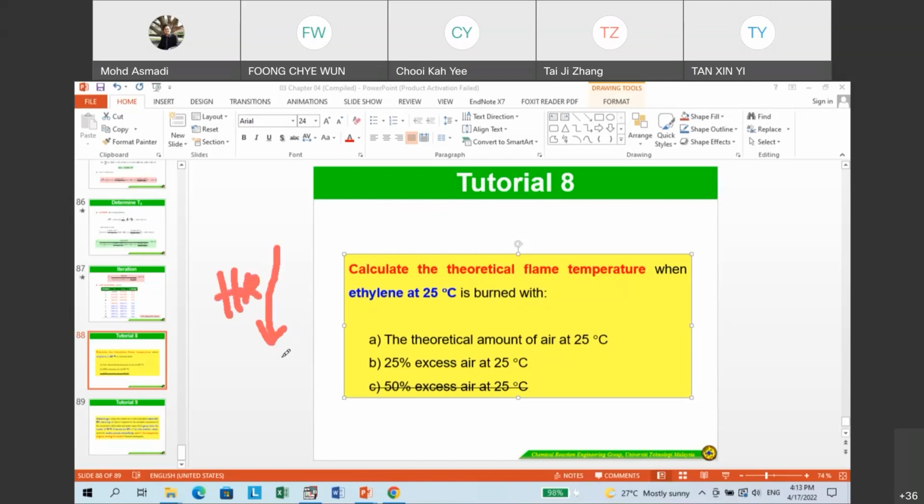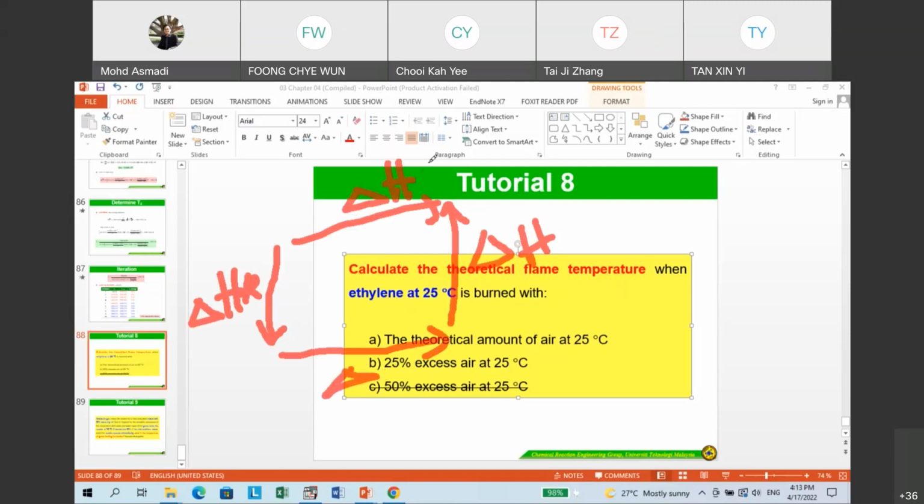You bring it to the standard conditions, and then you calculate this one delta HR, this one delta HP. Then you get delta H, this one delta H standard 298, right? So this one you have to consider the number of mole for the reactants, right? Yes.